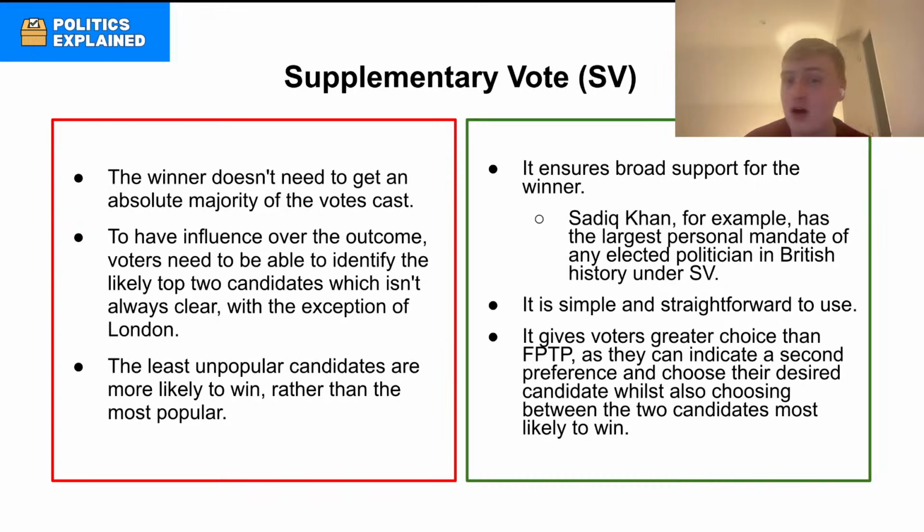But the counter is that it ensures broad support for the winner. When you add up those first and second preference votes, you have a really strong mandate and strong support effectively. Sadiq Khan, for example, always had a really strong personal mandate. It's simple and straightforward to use, only 2 votes. Voters find it very clear. But it also gives greater choice than first past the post, as you can also indicate a second preference vote.